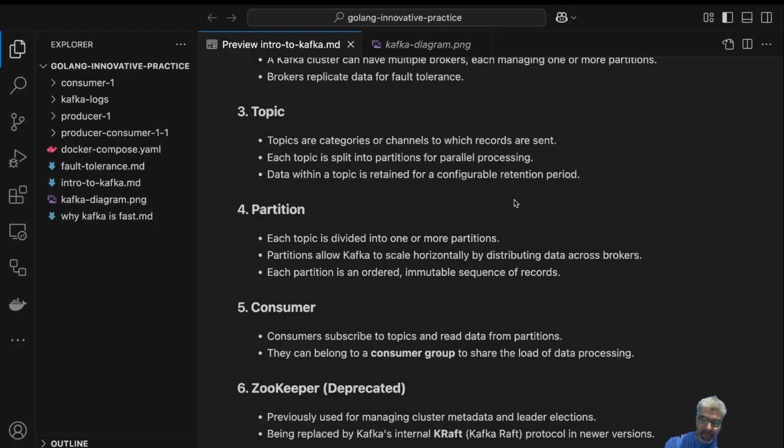Okay. And the fifth one is called the consumer. Consumers actually consume the messages.